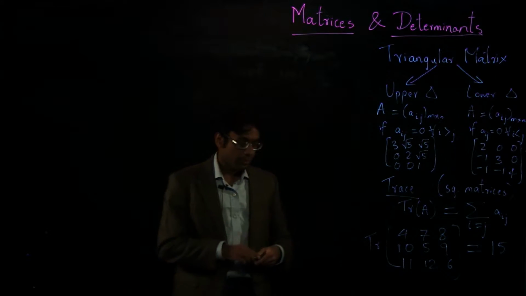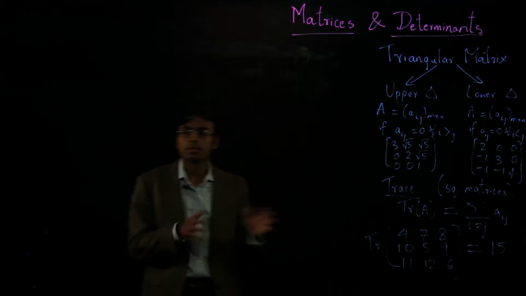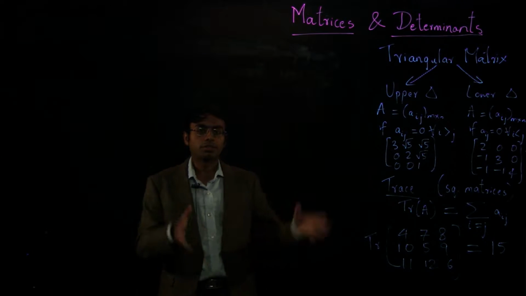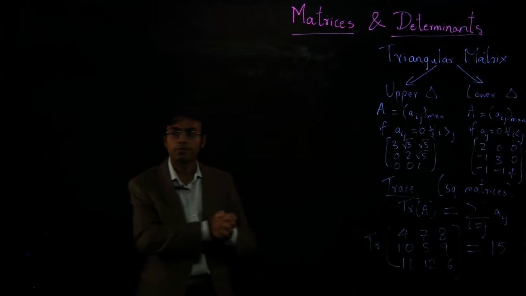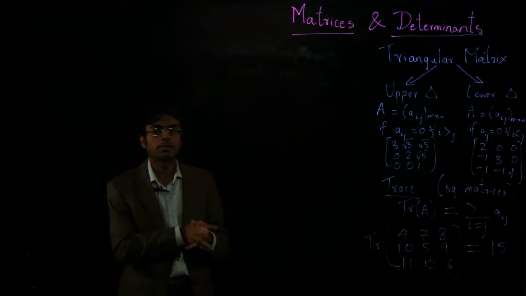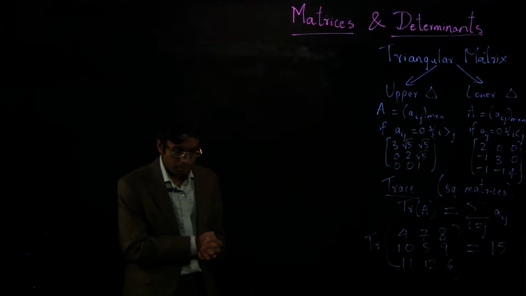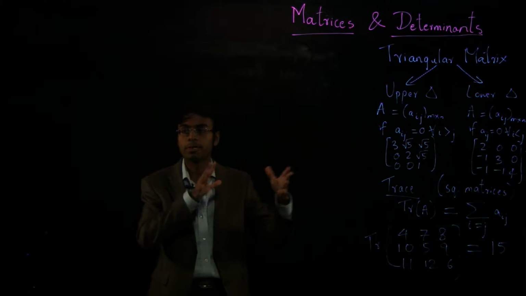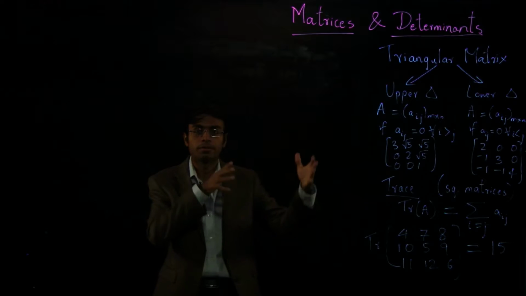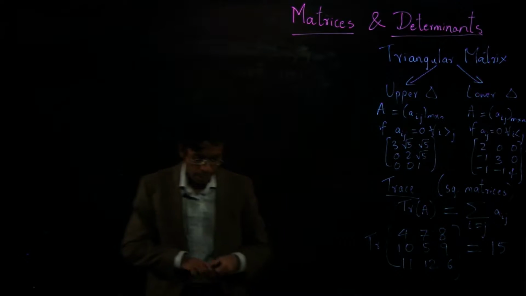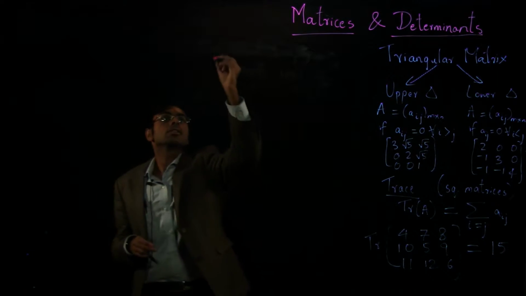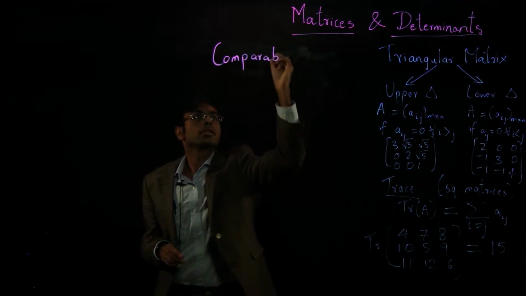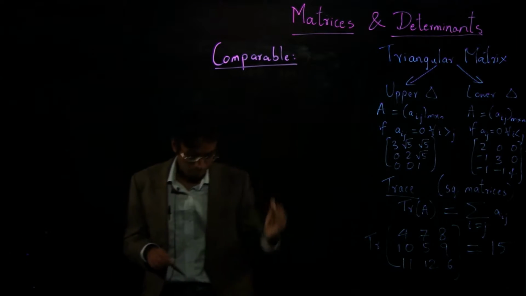Okay, so now that we have taken a look at some of the special types of matrices, we want to do something with matrices. Not just simply write them as a representation of numbers, we want to be able to play around with them. For that purpose, we need to compare not just one matrix but two matrices or more than two matrices. For matrices to be comparable, they need to satisfy a certain condition.